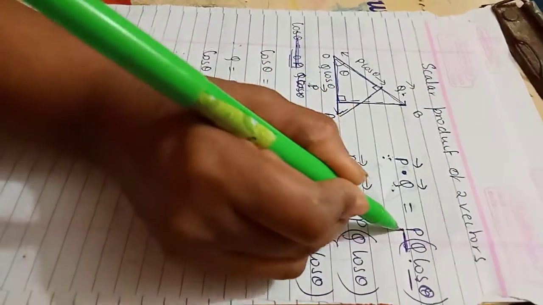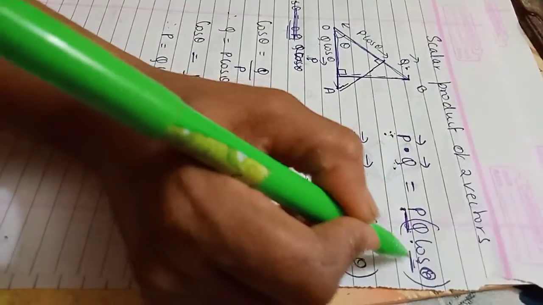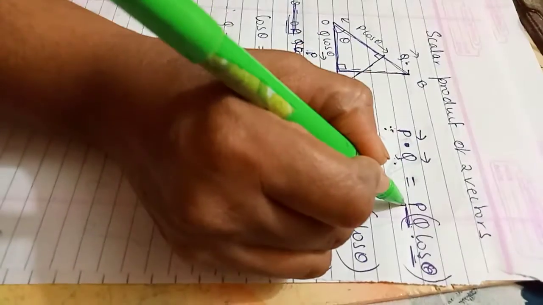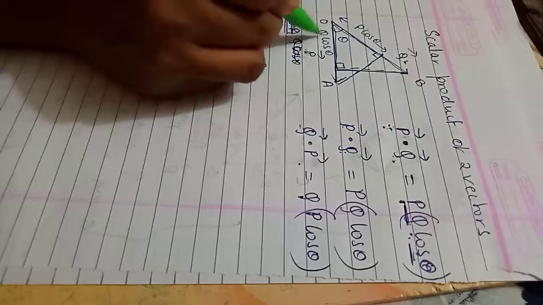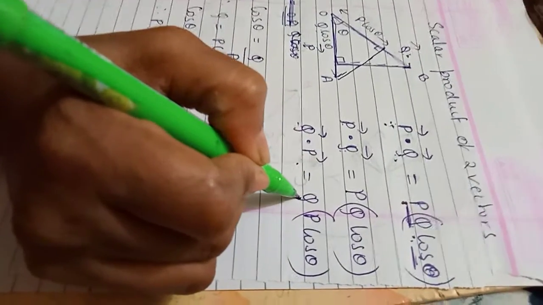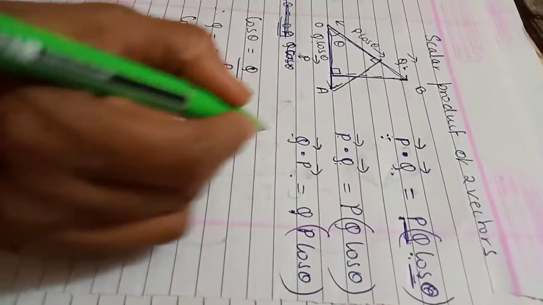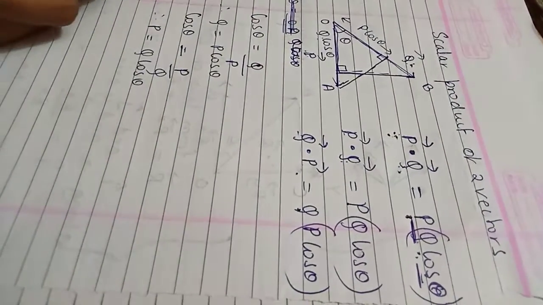Scalar product is the product of magnitude of one vector and the component of the other vector in the direction of the first. In this one's direction, which component is there? Q cos theta. Similarly, in Q's direction, which component is there? P cos theta. That's it. Okay? Point. This is the definition.